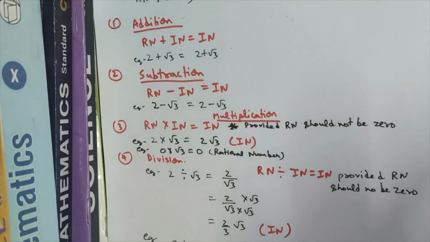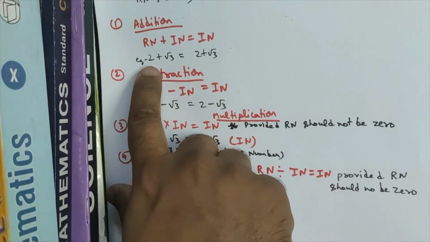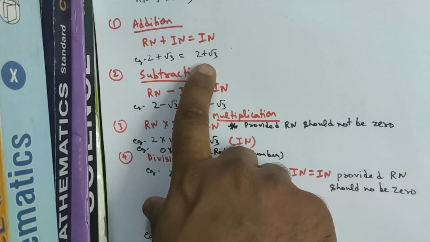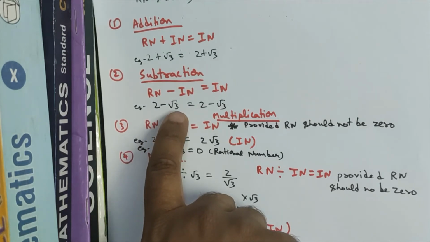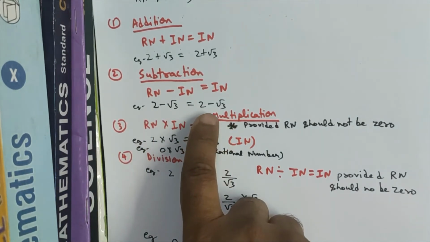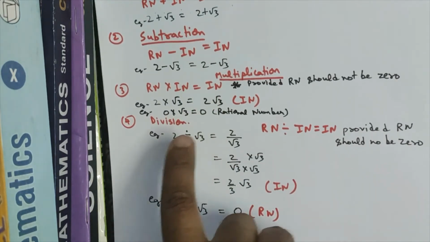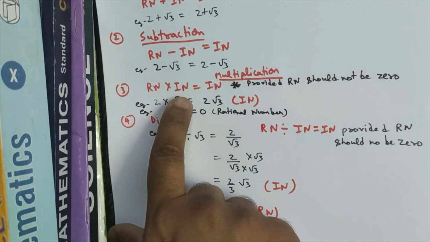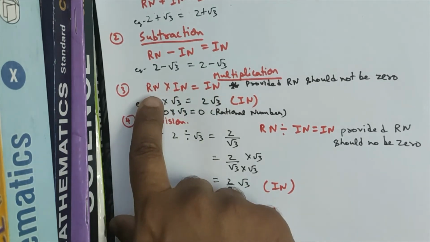So here we will be discussing, in the first case, a rational number 2 added to an irrational number root 3. 2 plus root 3 will be an irrational number. A rational number 2 minus an irrational number root 3 will be equal to 2 minus root 3, which will also be an irrational number. Similarly, in case of multiplication, if a rational number is multiplied by an irrational number, it will be an irrational number, but there is one condition, that this rational number should be a non-zero rational number.